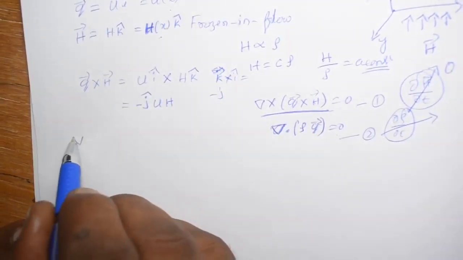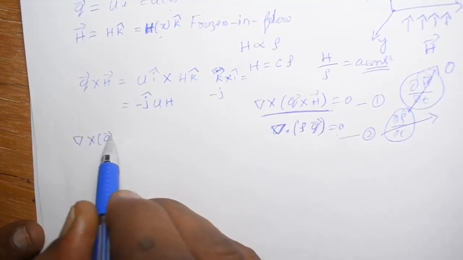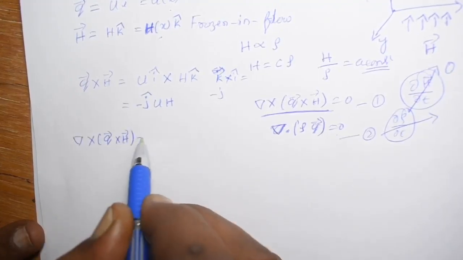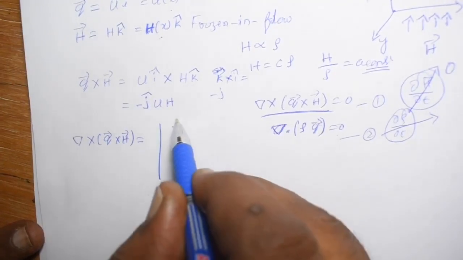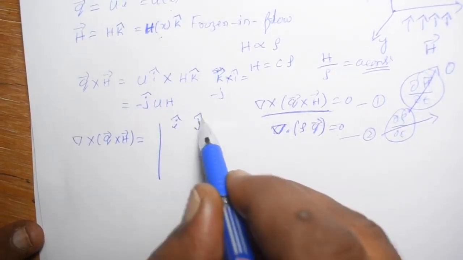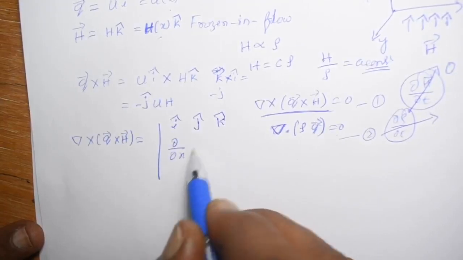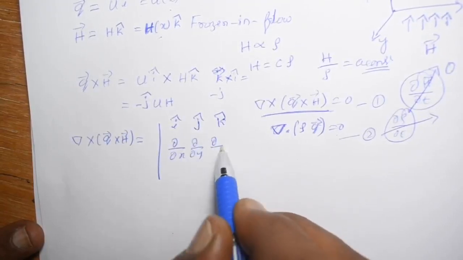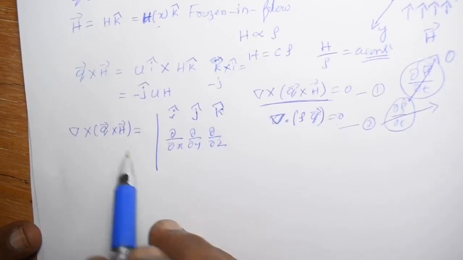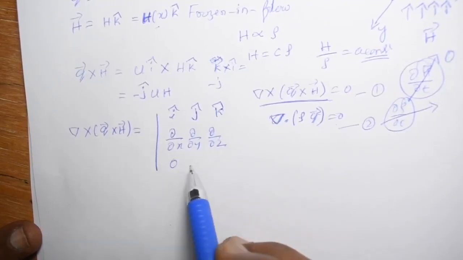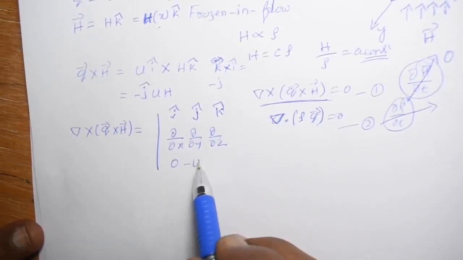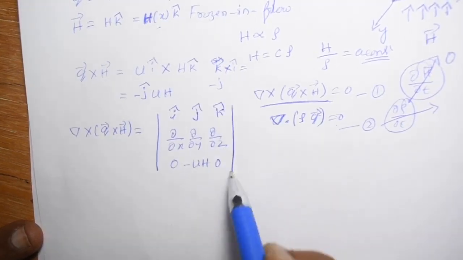Now find the curl of Q cross H. The curl of Q cross H is equal to the determinant with i, j, k, the operator del by del x, del by del y, del by del z, and the components of Q cross H, which are 0, minus U into H, and 0.